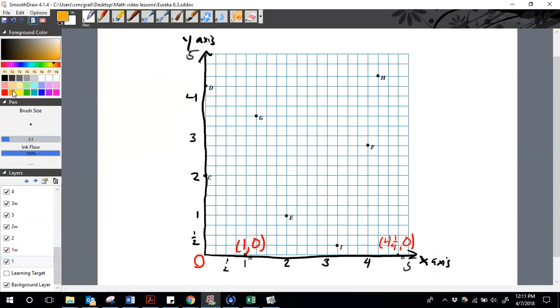Let's move on to C and D. Now, these actually haven't moved anywhere on our x-axis, because if I go to C and I trace it down, it's at the origin. It's at 0. So the x-coordinate is going to be 0. And its y-coordinate, how far up it's moved, is 2. Same with D. Trace it down. Its x-coordinate is 0. Its y-coordinate is 4 1/4.